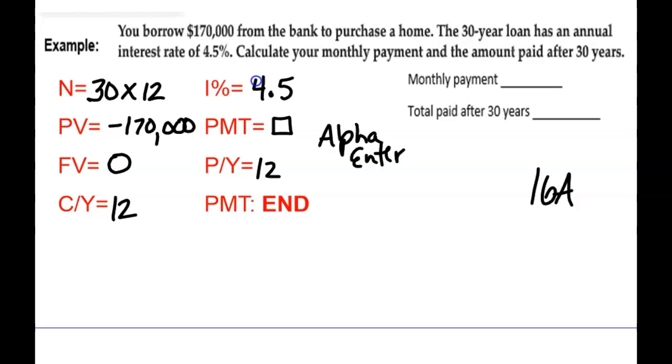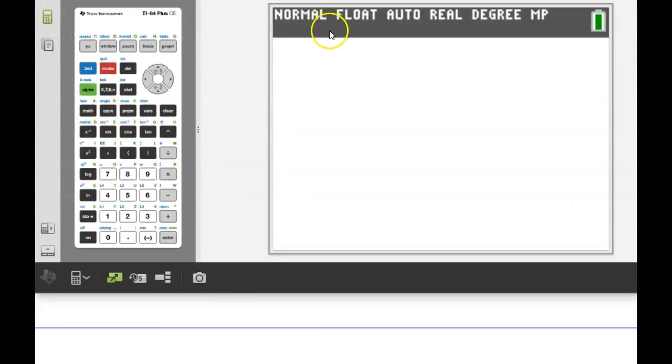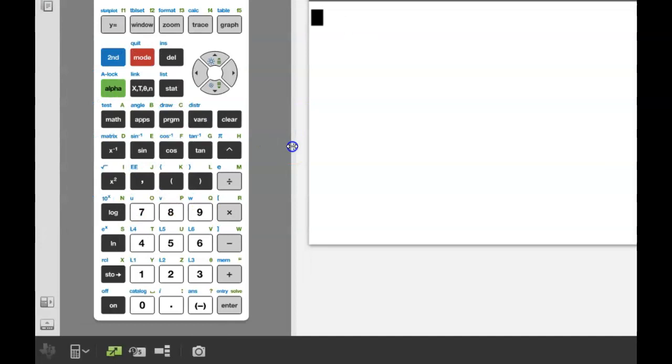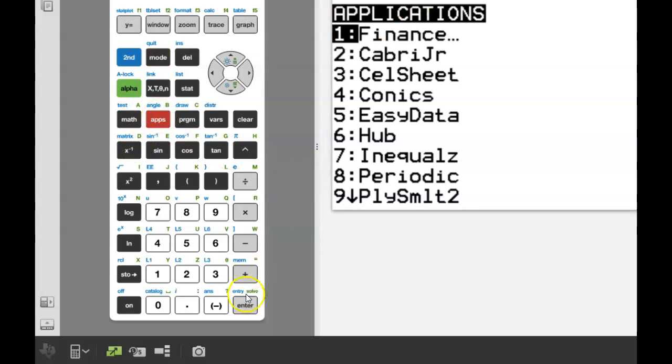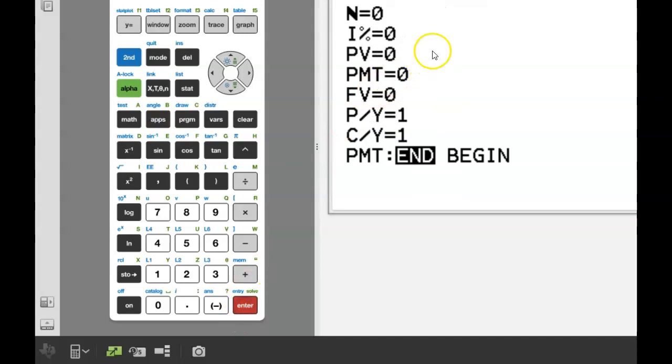All right, let me show you how this works. So you go to your calculator. Let me see if I can make this a little bigger. All right, so you go to this apps button and you hit enter because we're going into the finance app. And you hit enter because we're going to use the solver, which is our best buddy.